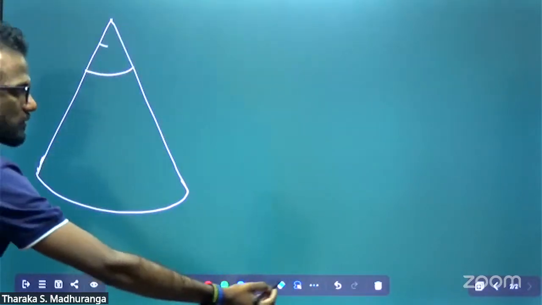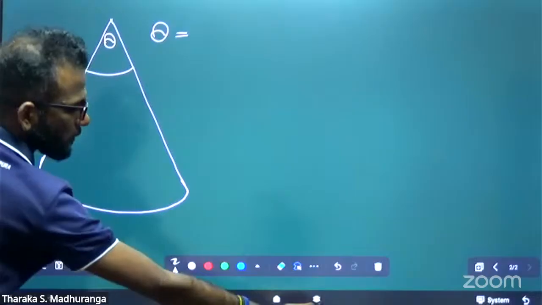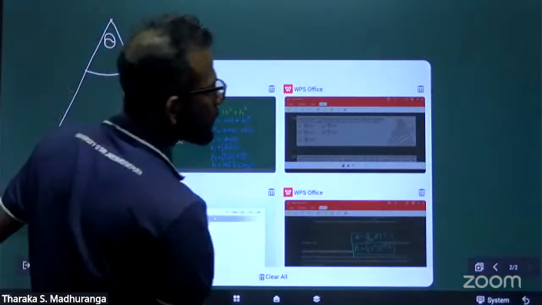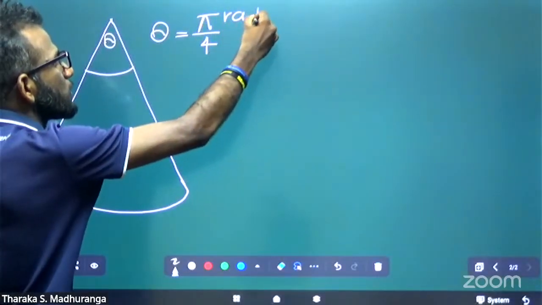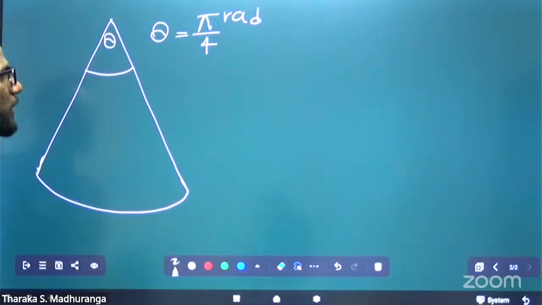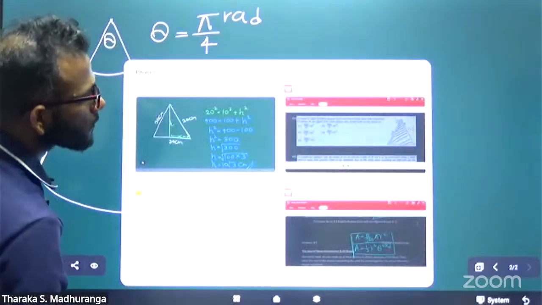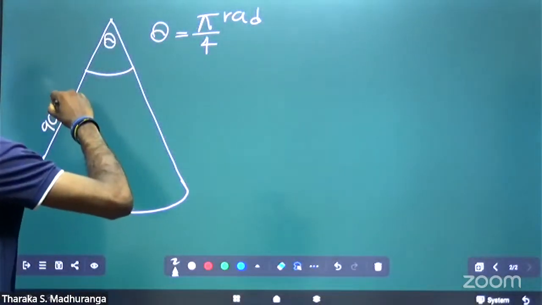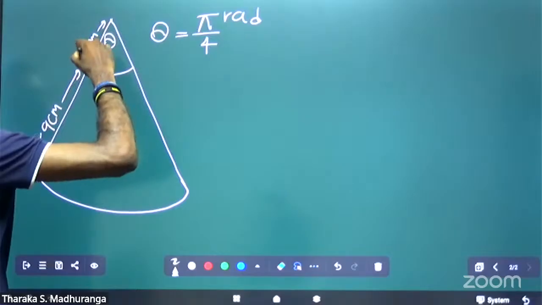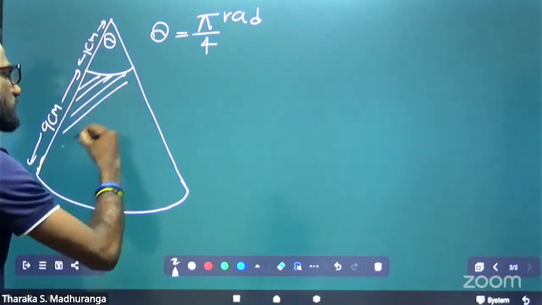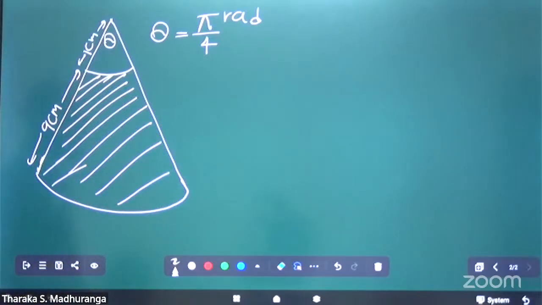This angle is given. The angle is theta. The theta is 5/4. 5/4 means you should know it is radian, not degree. 5/4 radian. Then the question asks, this is 9 centimeter, this part 1 centimeter. The question asks for this shaded area. Okay, I can give you 2 minutes.